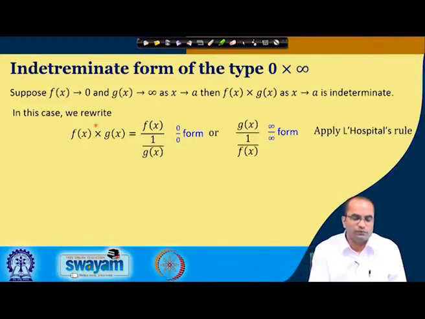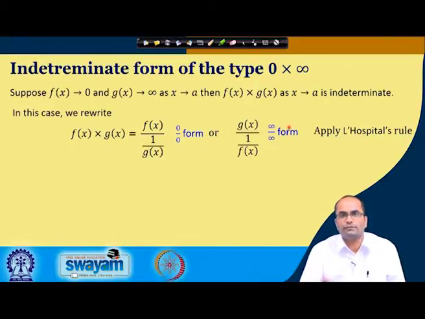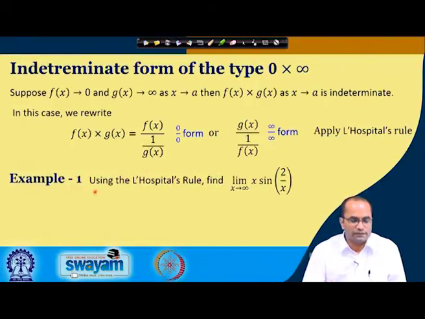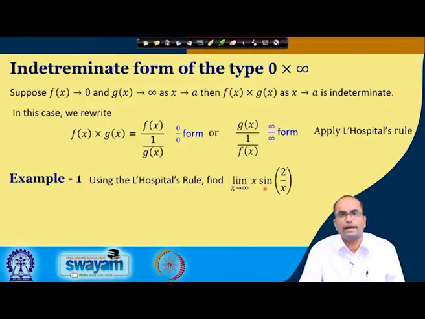So, applying the L'Hopital rule we can get the limit, because we have already learned in the last lecture how to deal with such forms, 0 by 0 or infinity by infinity. Let us take a simple example. We want to apply the L'Hopital rule to the problem x sin 2 over x as x goes to infinity. Here x goes to infinity and 2 over x goes to 0, so this is the infinity into 0 form. We will use the idea discussed above, that we can make it either 0 by 0 or infinity by infinity form.